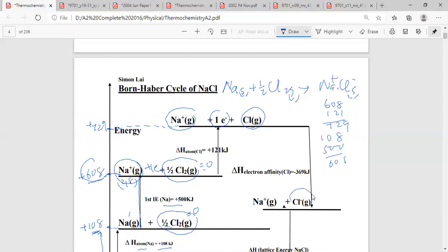Here, this electron affinity is -369. So minus means going down, okay? So it's 729 minus this positive, minus here is 369. So 0 here is 6 here, carry 1 here, 6, 3. So it's positive. Okay?